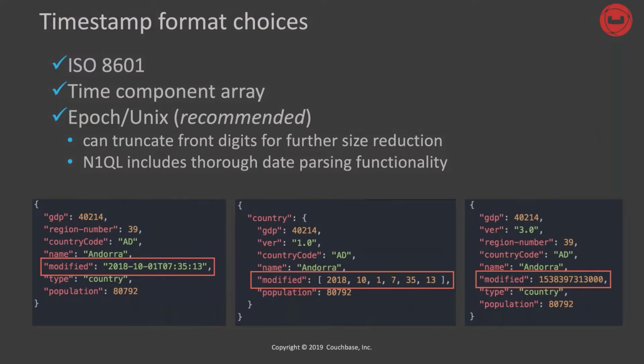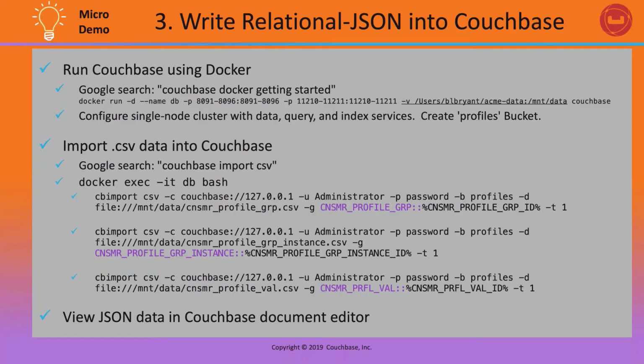One quick note on timestamps, and you're going to see an example here of how not to do timestamps. We do need to make sure that when we pull timestamps out of the relational system, we pull them out either in ISO 8601 format or in the epoch time. I see less common the actual time component arrays, but either in the string format or the epoch time format in order to work in Couchbase. So let's keep that in mind.